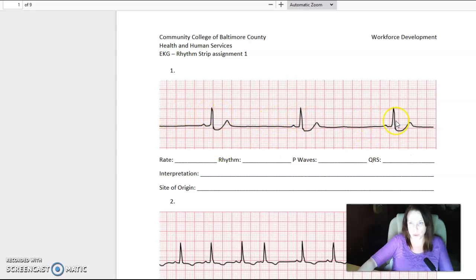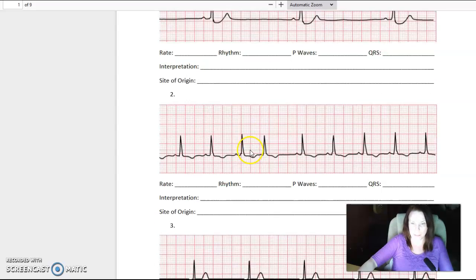So 1, 2, 3 times 10 is 30 per minute. And I would like for you to take a look at the rate, which is 30 beats per minute, and the rhythm, and this seems to the naked eye to be regular. And for rhythm, all I want you to say is either regular or irregular.